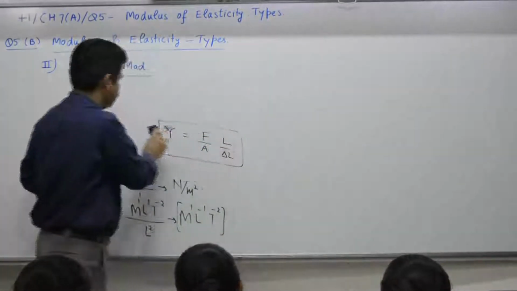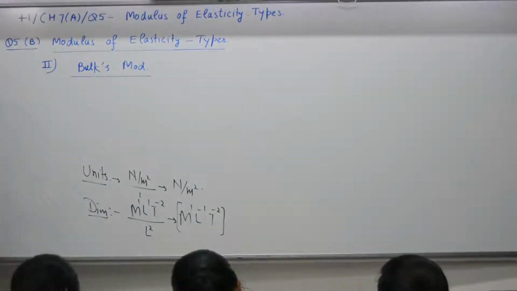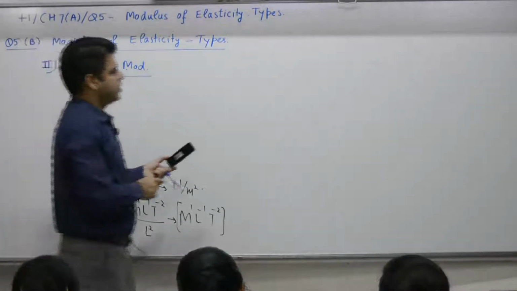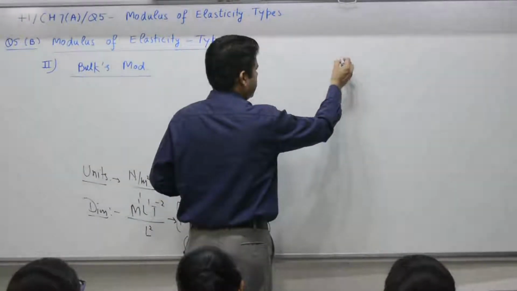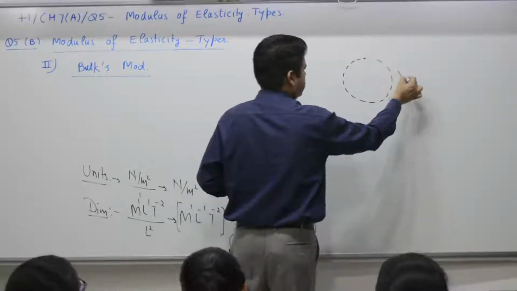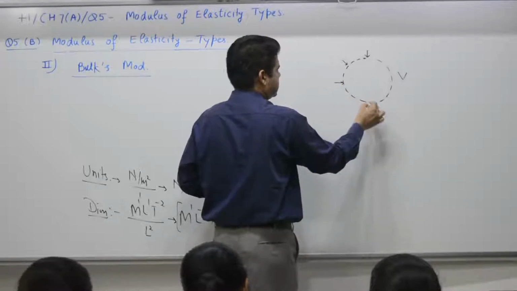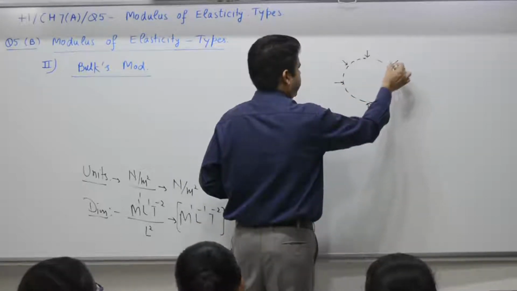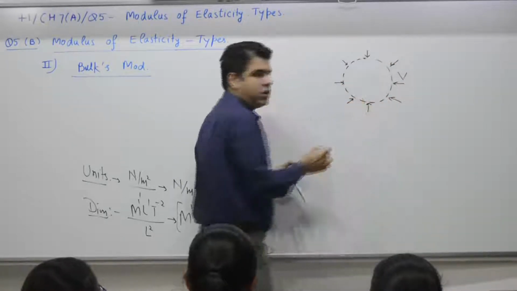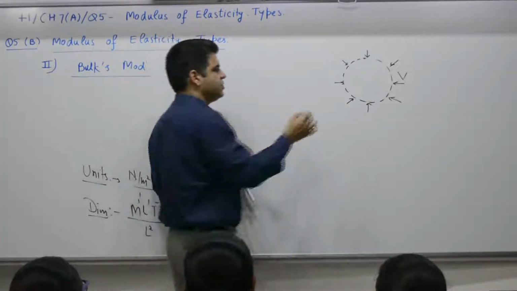Second modulus is bulk modulus. Bulk modulus is applicable to a balloon whose original volume is V. You press it from all directions. The case is what? Take a balloon deep inside a lake. The surrounding pressure will change its volume.